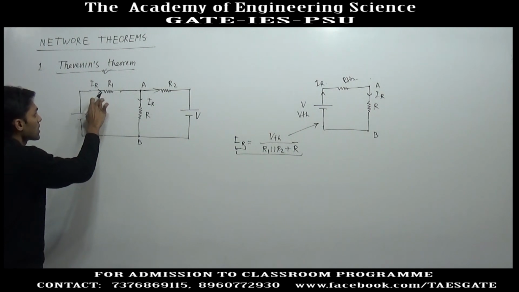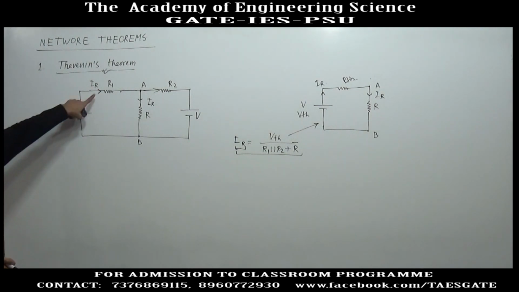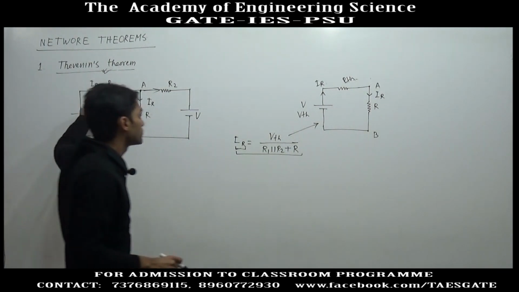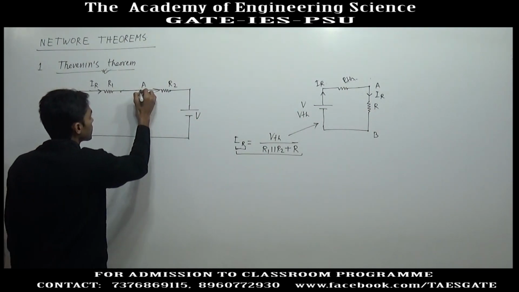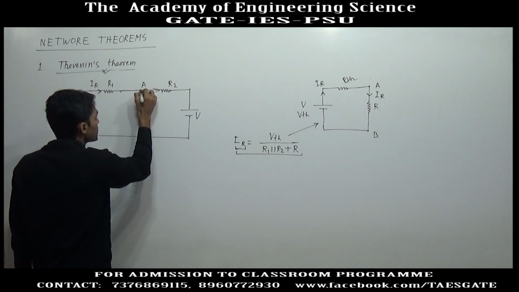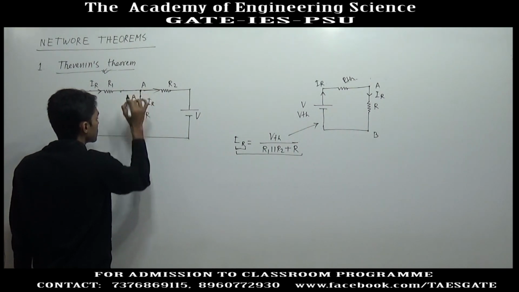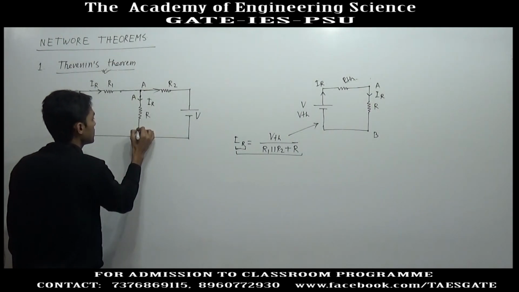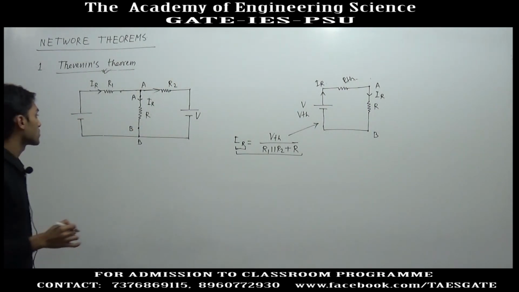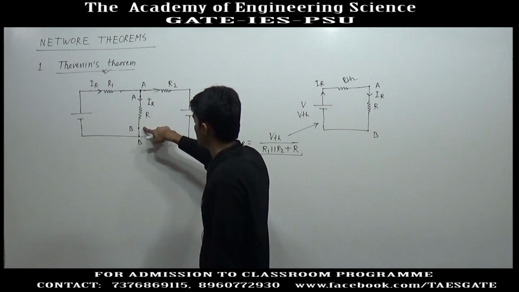The answer is, this current cannot be shown here. This current is not IR, because while applying transformation, if this point is A, this point is also A, because there is no resistance, there is no element between this point and this point. So if this is A, this is also A, this is B. We have applied transformation about point A and B.